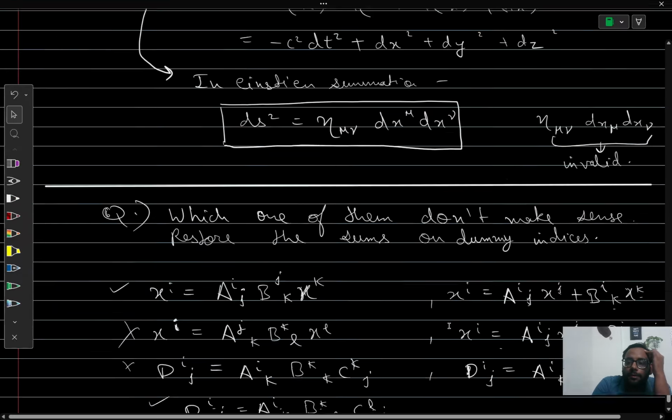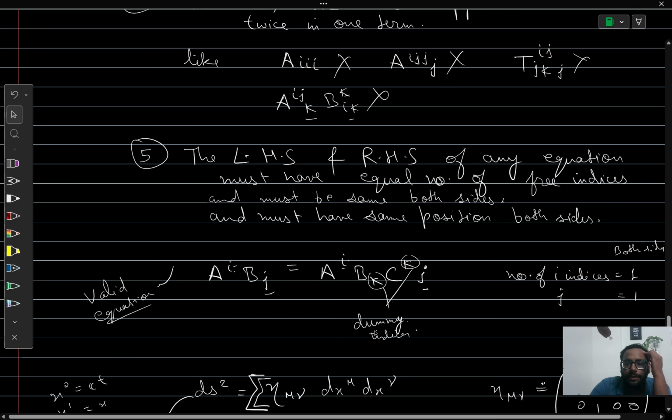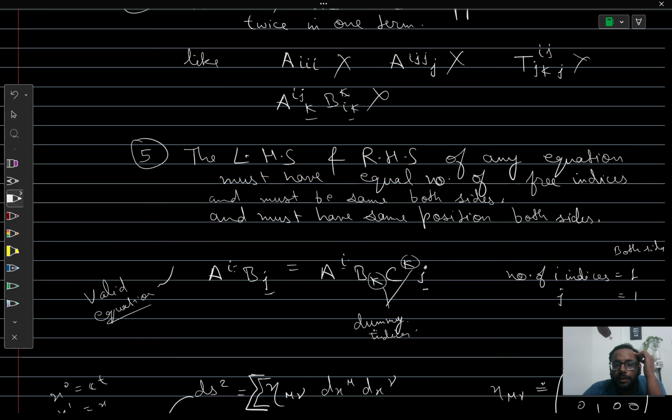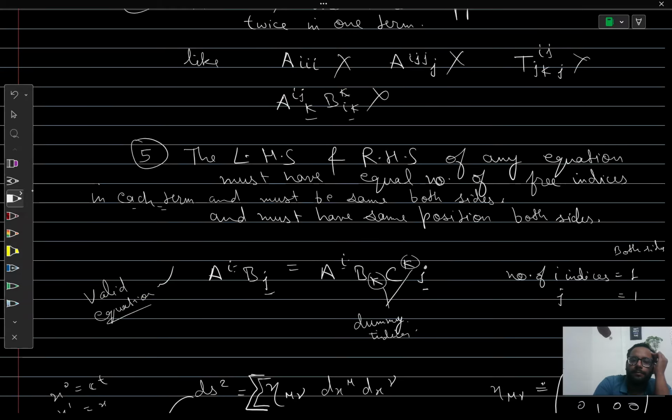Of course, there can be a confusion here. The LHS and RHS of any equation must have an equal number of indices in each term. Okay, so now it is valid.